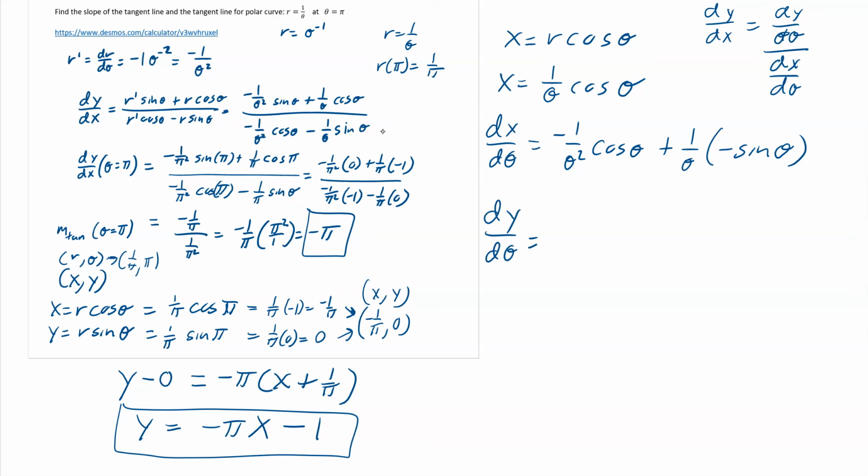Right? And so our y is equal to r sine theta, which would be 1 over theta sine theta. So we end up with the same thing: -1 over theta squared sine theta plus 1 over theta cosine theta. And you can see there is the numerator. So there's options. Use the formula or plug the r in and take the derivative with product rule yourself. And then plug all the values in. Lots of different ways to do this. So next video, we'll do another example.